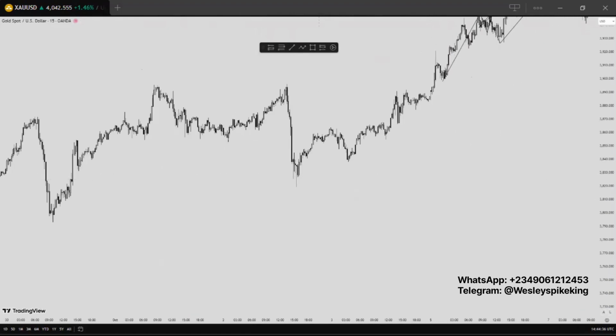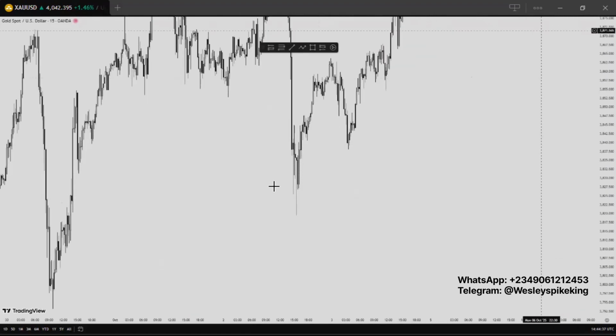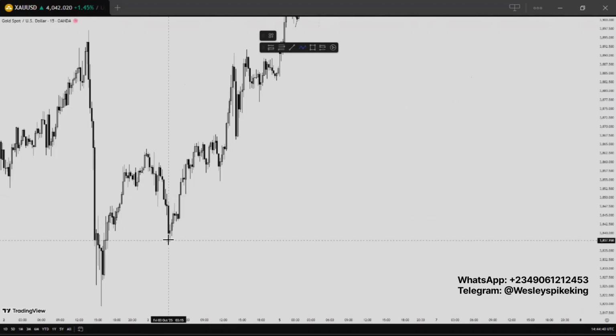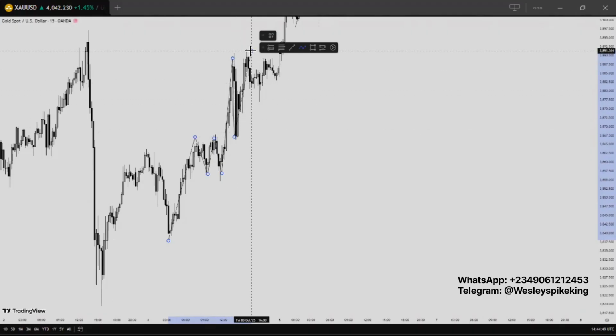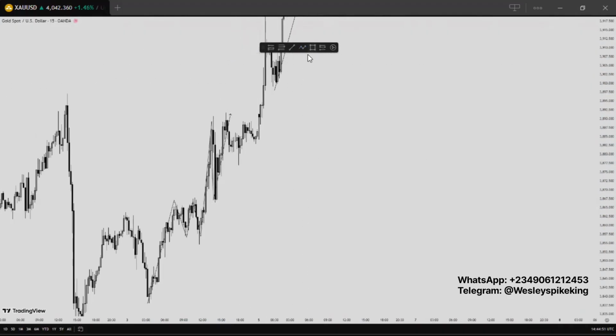This is another example of rally base rally here again. See it here. You see the rally. You see what happened here? You see this movement here? It broke out, came back, retested here, and then it bought. It still occurred here again.